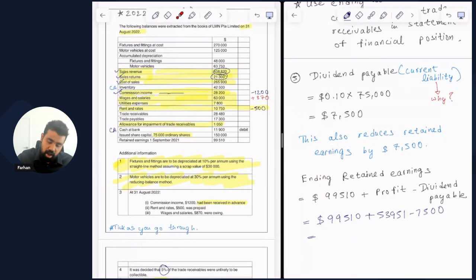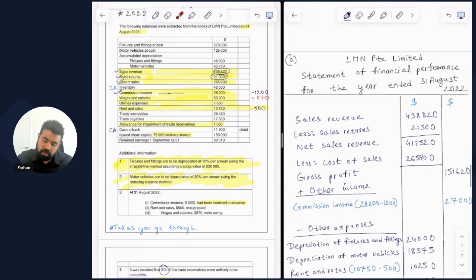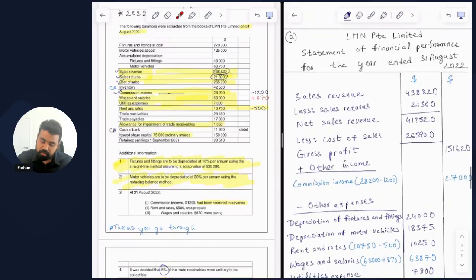I think $145,961 is the ending retained earnings at 31 August 2022. Okay, I think that's all done for the statement of financial performance.